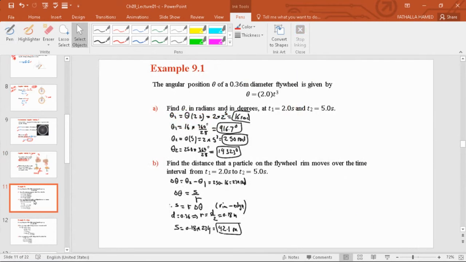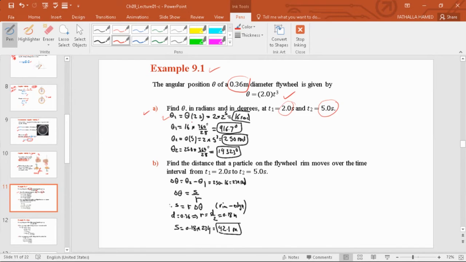All right, let's deal with examples here. And the example that we have is example 9.1. The angular position theta of a 0.36 meter diameter flywheel is given by theta equal to 2t cubed. And they ask us here in A, find theta in radians and in degrees at t is equal to 2 seconds and at t is equal to 5 seconds.